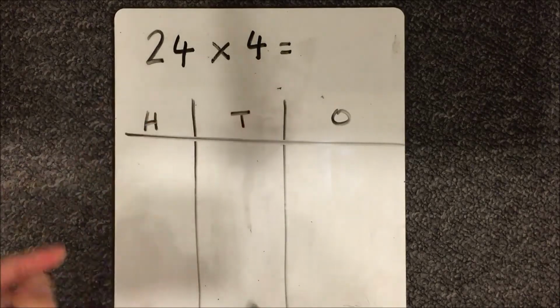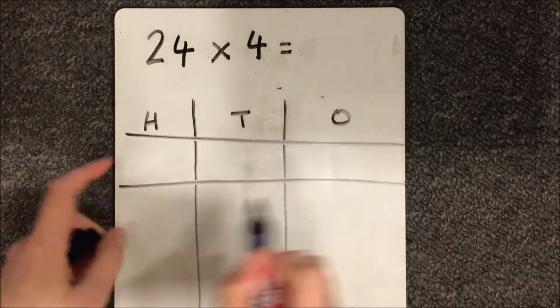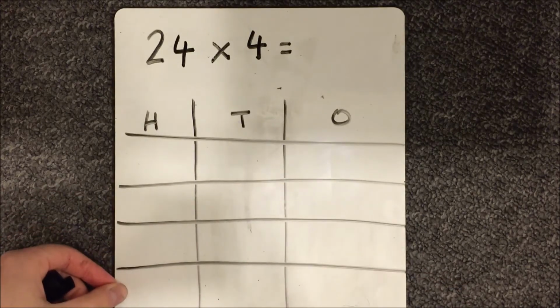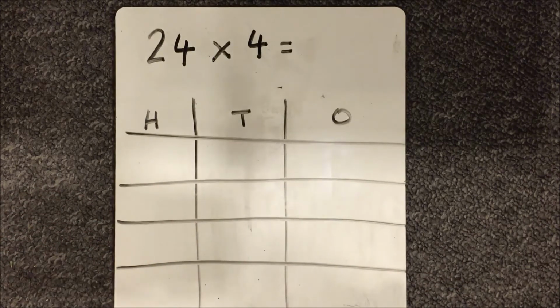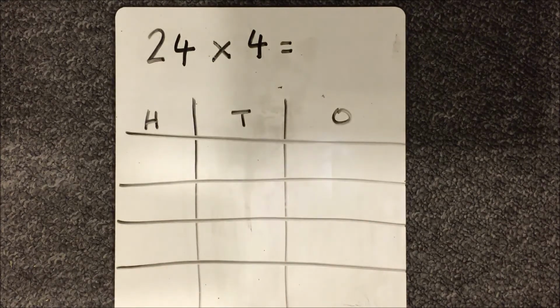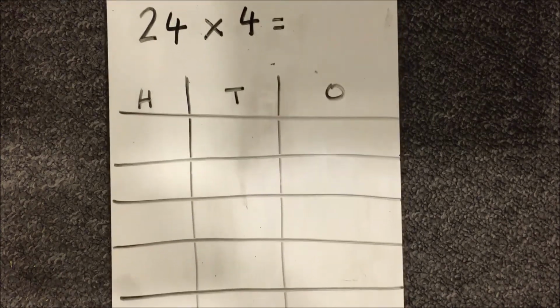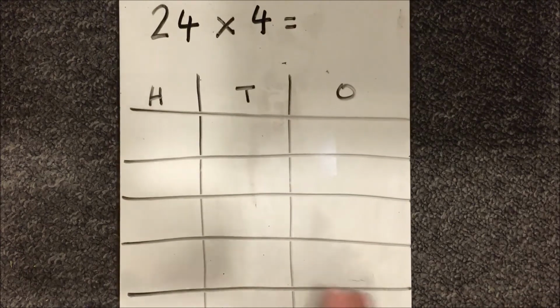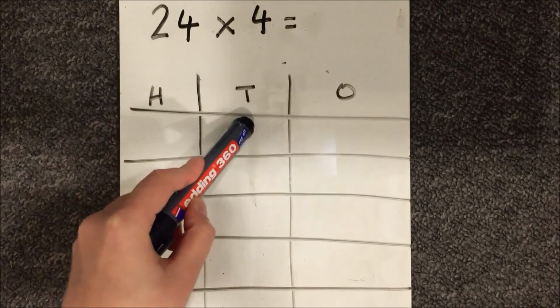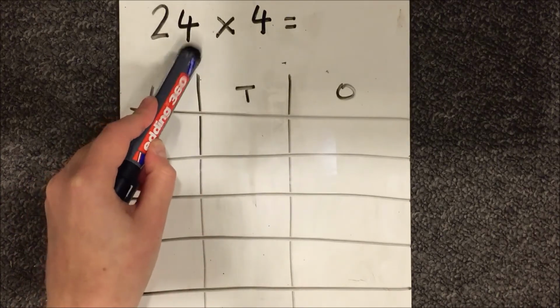So I need 4 rows this time. 1, 2, 3, 4, and make sure you save your bottom one so you can add up your ones, tens and hundreds. Have you done that? Thumbs up if you have. What's your next step? I need to draw in 24. Where does that go? Where does my 20 go? That's right, it's going to go in my tens. Where does my 4 go? It goes in my ones.